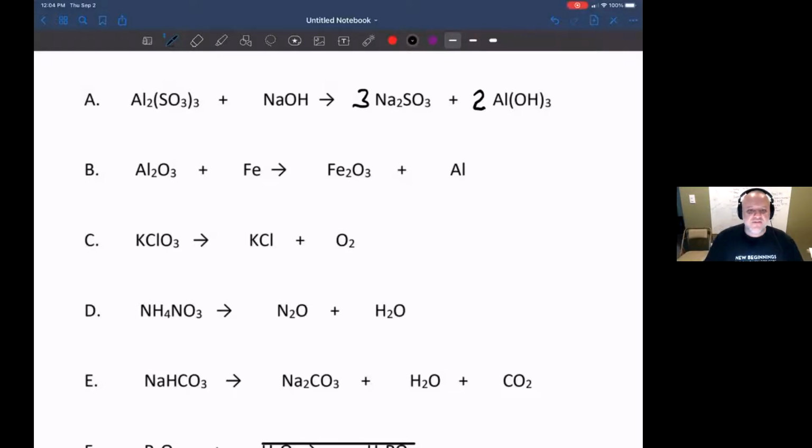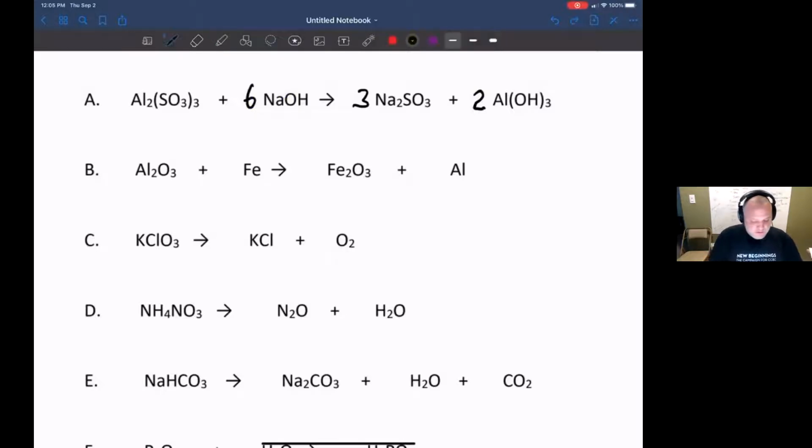So let's take a look at sodium. There's 6 of them, so I'll need 6 of them here. So 6 on the product side. Now I've got 6 on the reactant side. And now that I've got everything taken care of except oxygen and hydrogen, I can go back. 6 OHs, 2 times 3 is 6 OHs. And so I'm all balanced up here.